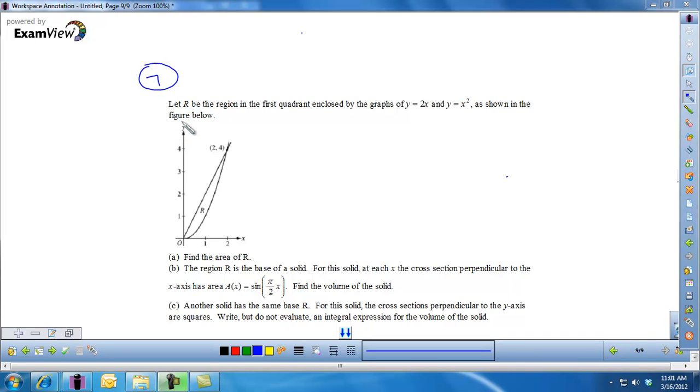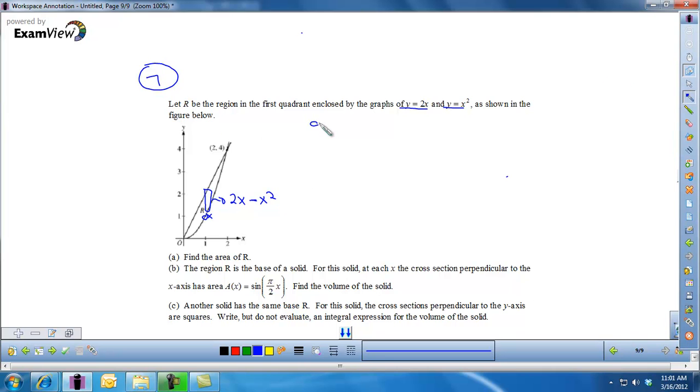Okay, so number 7 says, let R be the region in the first quadrant enclosed by the graph of 2x and x squared as shown in the figure below. Find the area of R. So we're going to find the area. In order to find the area, we need to do a rectangle. The base is going to be the x, and the length is going to be the top minus the bottom. So it's going to be 2x minus x squared.